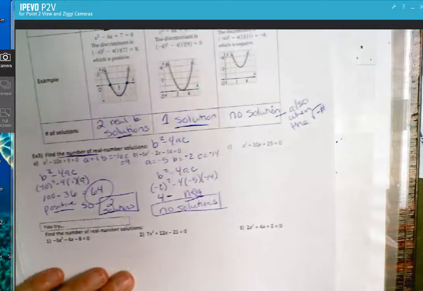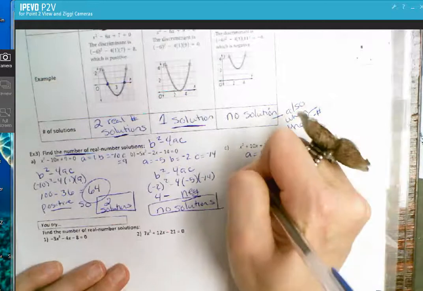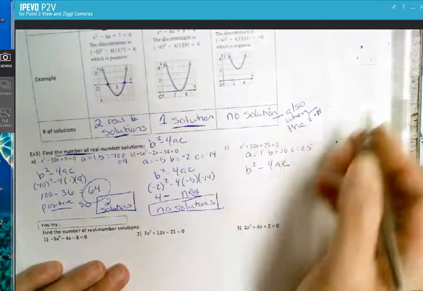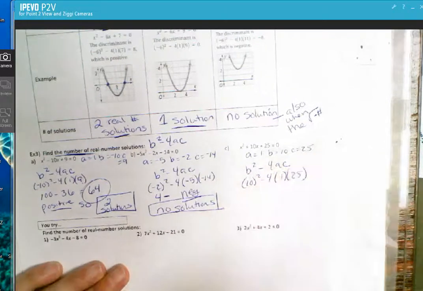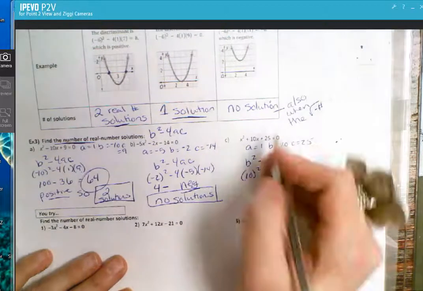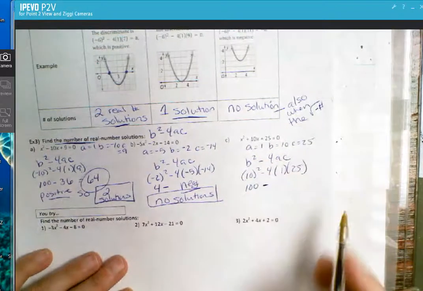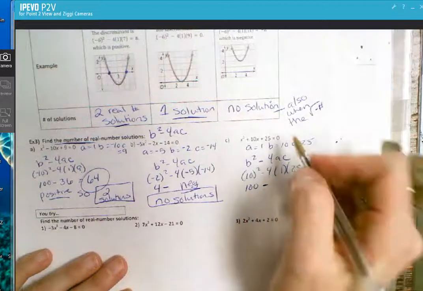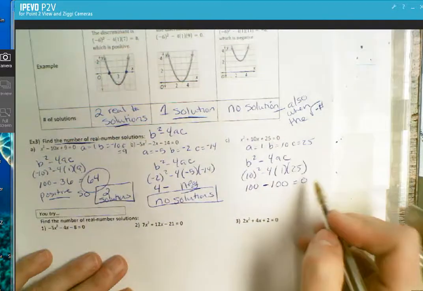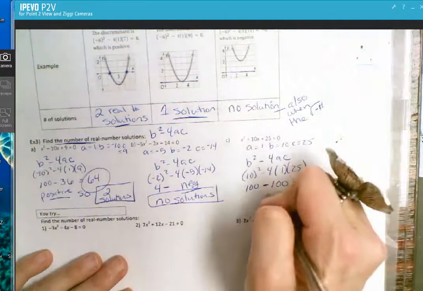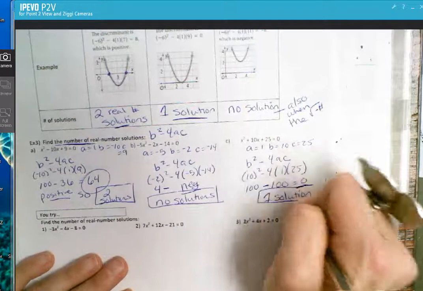And one more. a equals 1, b equals 10, c equals 25. b squared minus 4ac. b is 10. 10 squared minus 4 times 1 times 25. So all I did was substitute in a, b, and c. 10 squared we already know is 100. Minus, I don't have anything else, so I know it's negative. And 4 times 25, well, 4 quarters is $1, so I have 100 pennies. 100 minus 100, well, that's 0. If it's equal to 0, then I know there is one solution. The solution is not 0 necessarily. It just means I only have one solution to find.